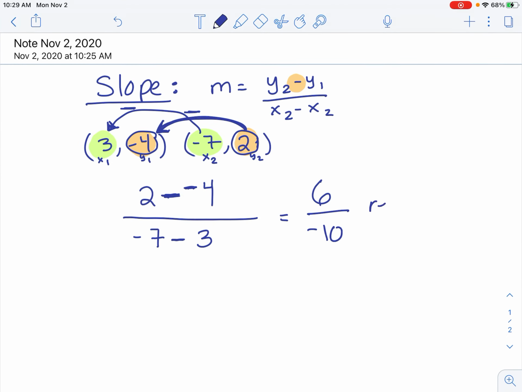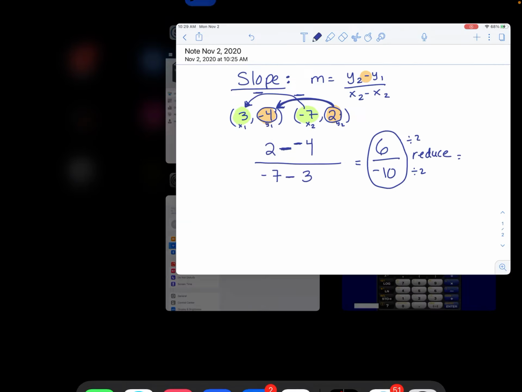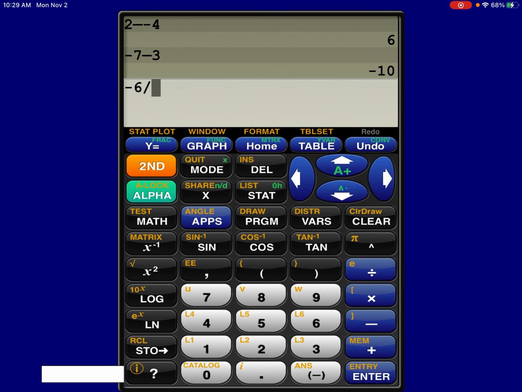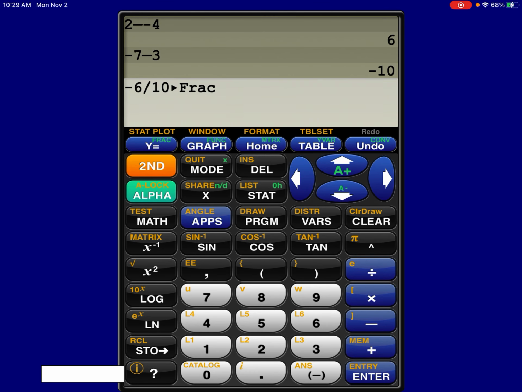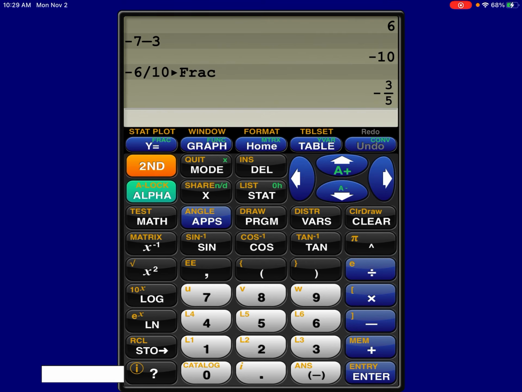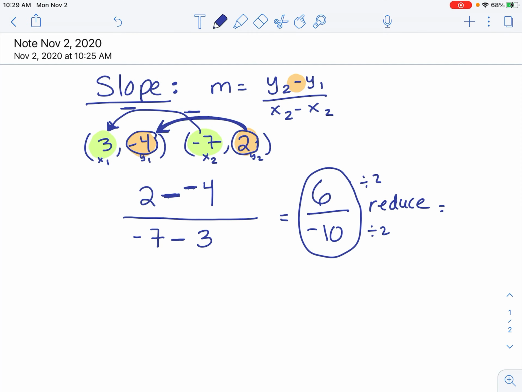And then I always have to reduce my final answer. So you can either reduce this by hand by dividing by 2 and dividing by 2, or you can use your calculator and hit the math frac. Under the math menu right here, it's the first one, frac. Hit enter, -3/5, and it will reduce it for you. And there's my final answer.